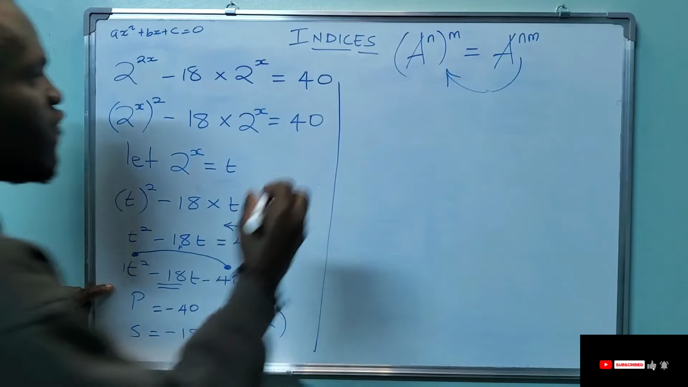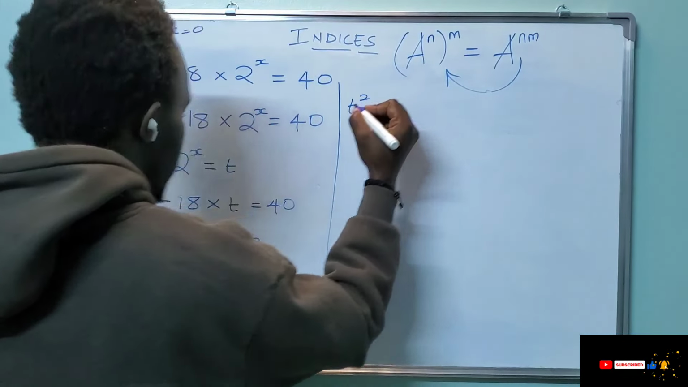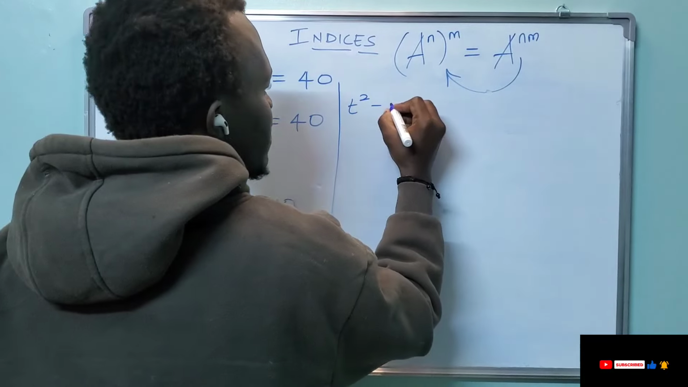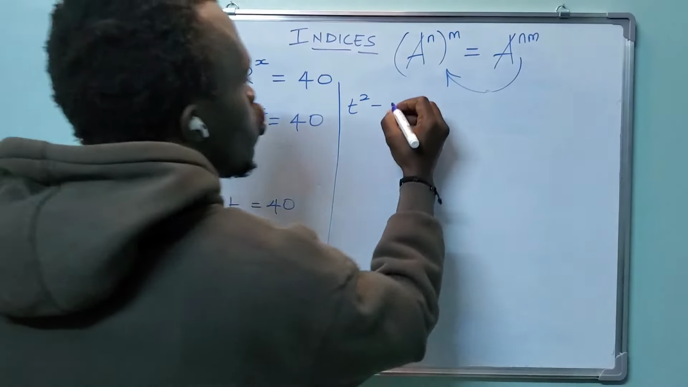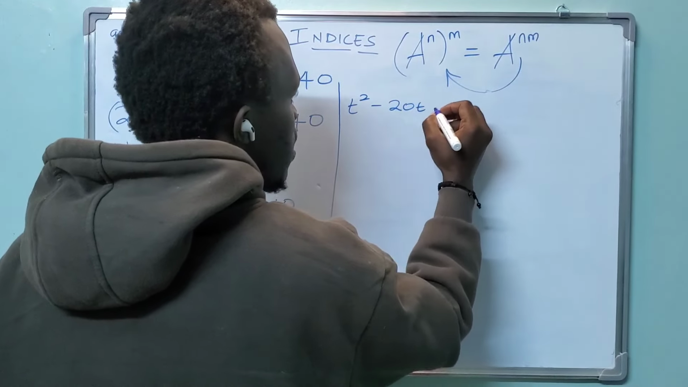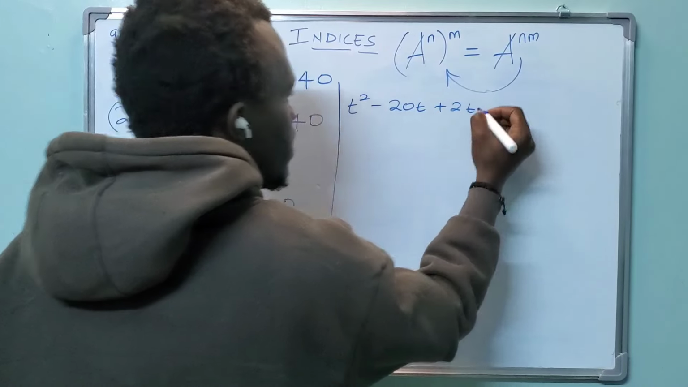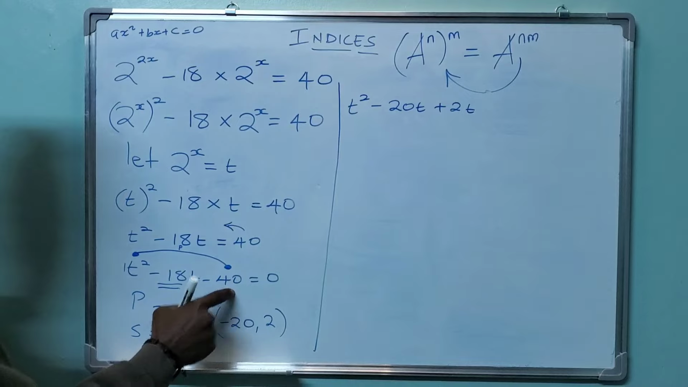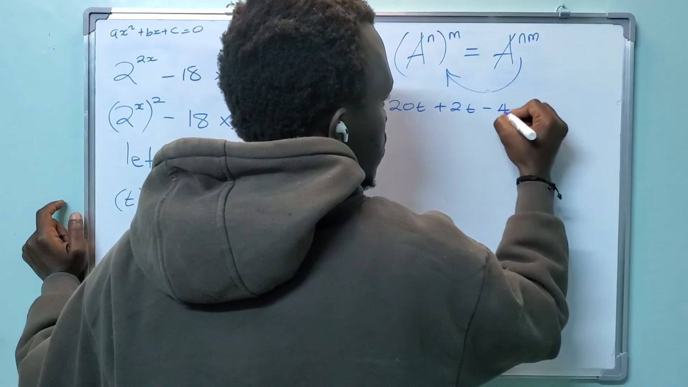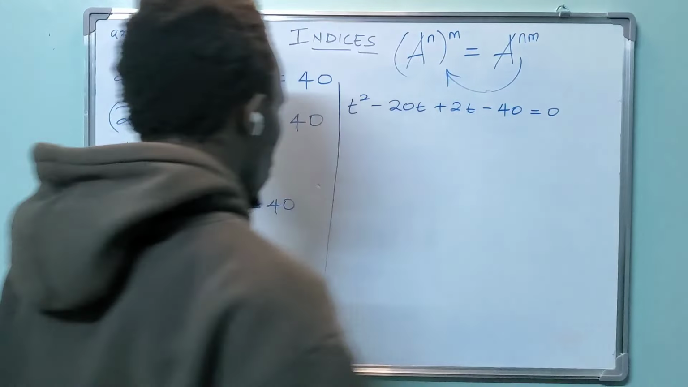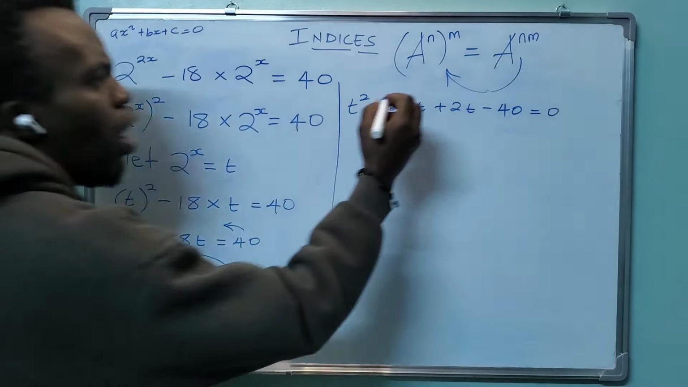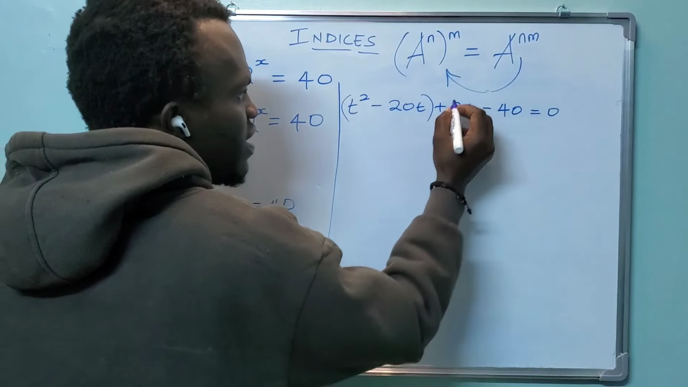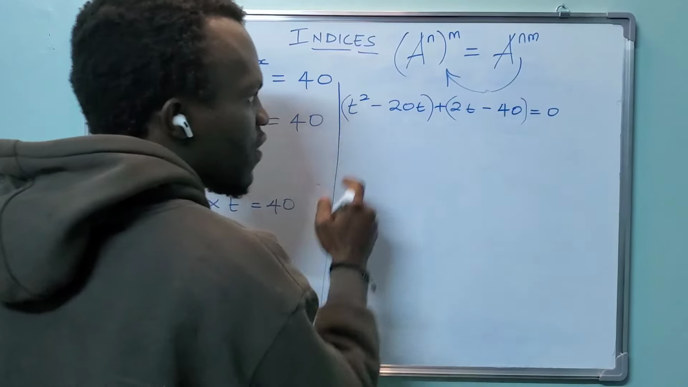So I'm going to have here t squared minus 20t, then plus 2t, then minus 40 equals 0. Whereby I'm now going to pair them like this. Pair it like that, pair that one also like that.